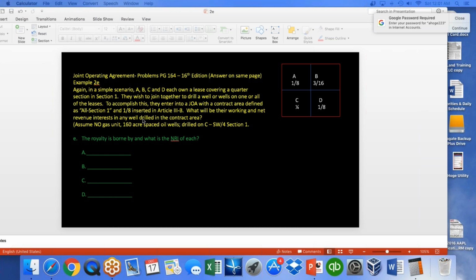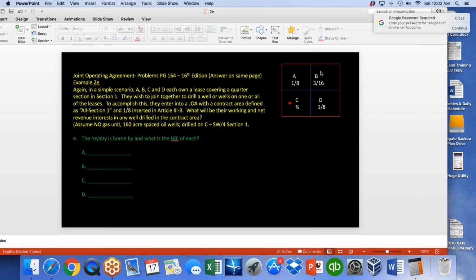What will be their working and net revenue interest in any well drilled in the contract area? Now remember, this is not a gas unit. This is a 160-acre spaced oil well. There's no pooling going on among all the different royalty owners. So if the well was drilled in C, the only person we have to pay is C's royalty owner, because that's where the well was drilled. Now each of them is responsible for paying up to 1/8 of C's interest.